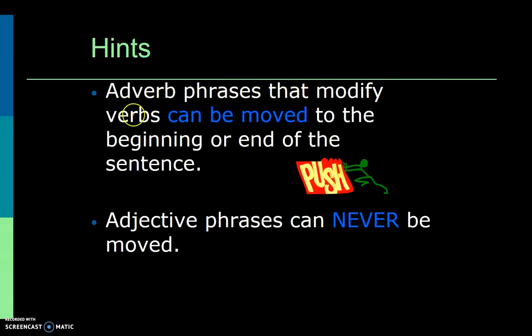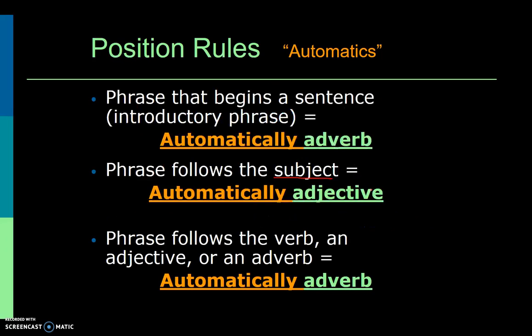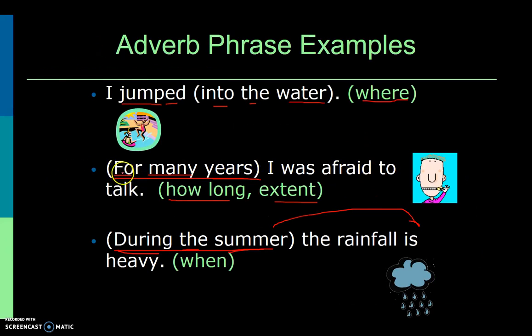And then a few more hints. Adverb phrases that modify verbs can be moved to the beginning or the end of the sentence, and I should add, and still make sense. Adjective phrases can never be moved and still make sense. So if we take a look at these examples, introductory phrases can be moved around. For many years I was afraid to talk, or I could say I was afraid to talk for many years. So we know for sure that this particular phrase modifies the verb. During the summer, the rainfall is heavy. The rainfall is heavy during the summer. Makes sense, so we know for sure that during the summer is an adverb phrase modifying the verb.